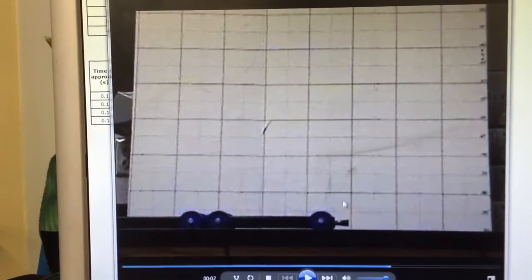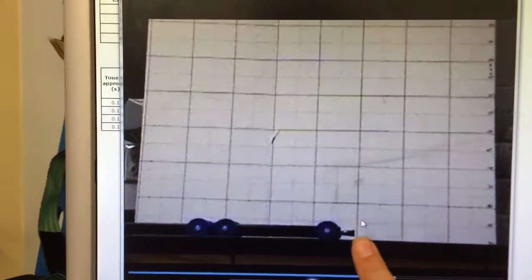So an easy way to do that is to find something, maybe on this second cart, that you can measure. I like to use the back end. So right about here, you could say if this was 0, and that's 10, that's 20, we could call this right about 21. And then we could measure 3 frames.